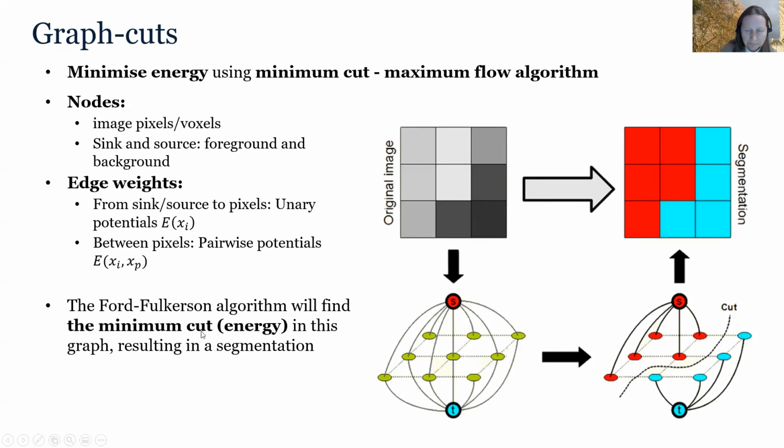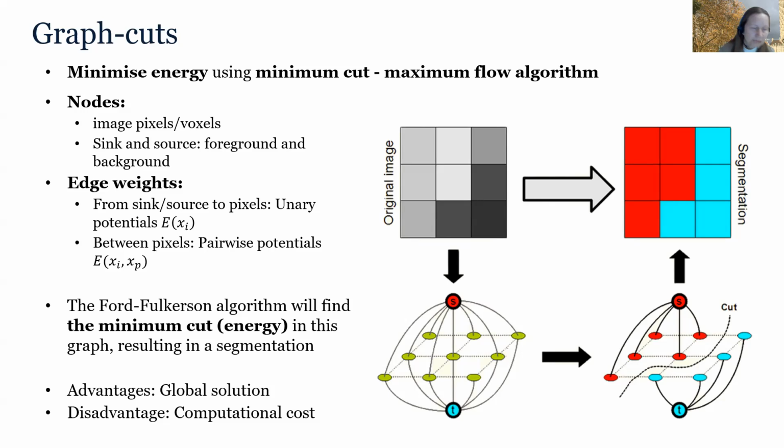So the cut means a set of edges that, if we remove them, will separate the graph into two connected components, one connected to the source and the other one to the sink. And the capacity of this cut will be just the sum of the weights of the edges that we removed, and that's exactly our energy term. Okay, so if we find the minimum cut, we will minimize this energy, and that will result in the segmentation.